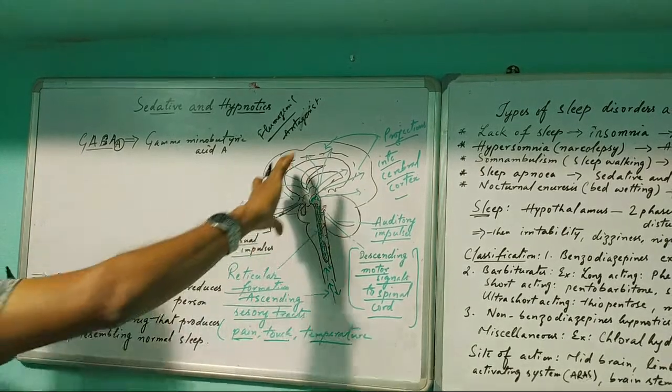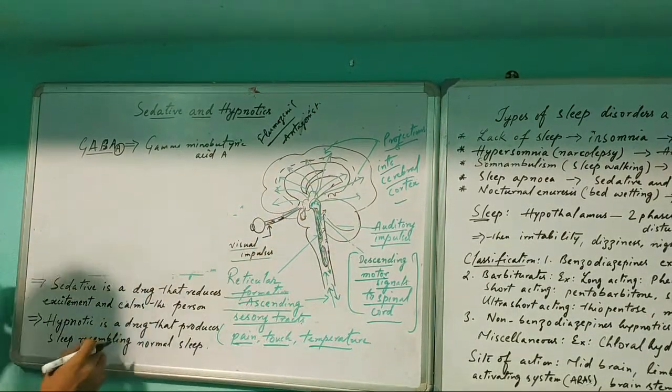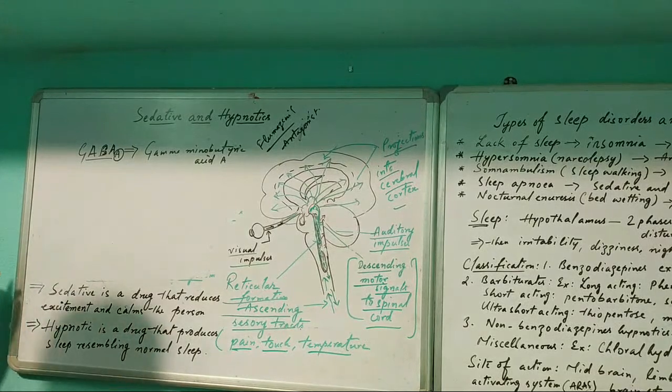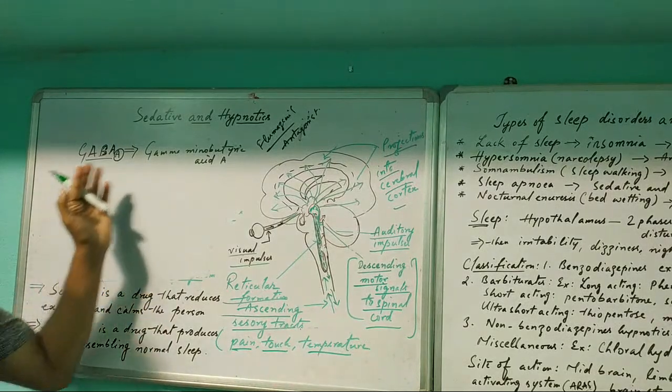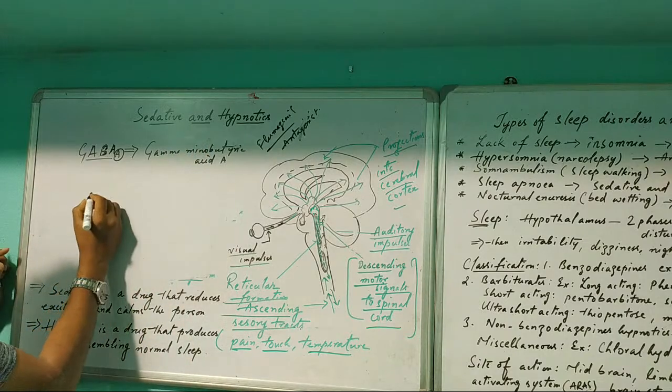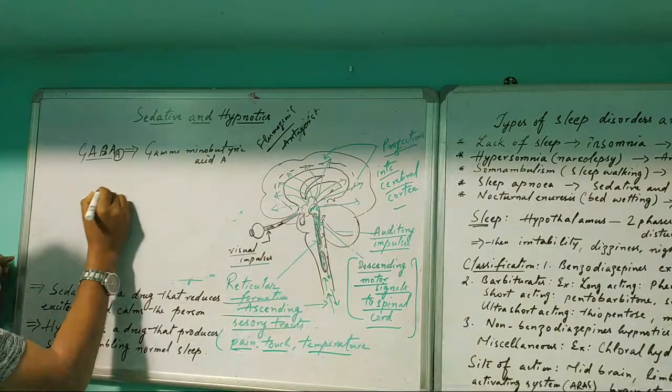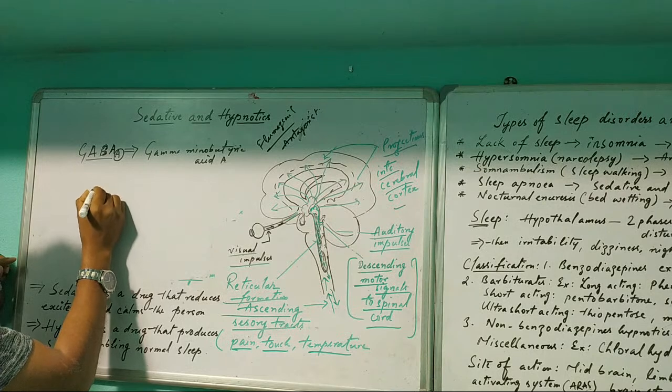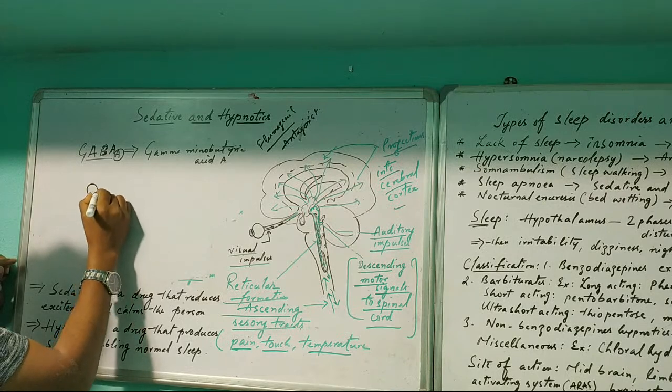For these functions, the reticular formation, how it is occurring in the brain, and how it is controlling the sleep cycle and sedation or hypnosis. So this is an overview of the GABA receptor. I am just drawing it here.